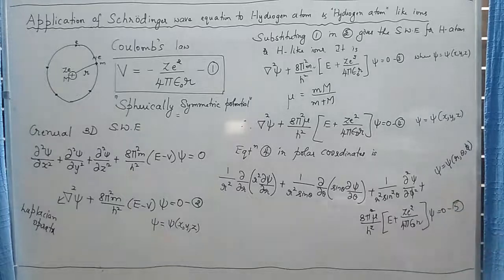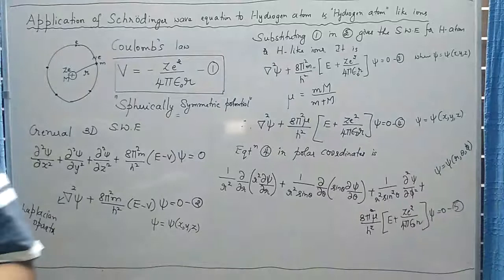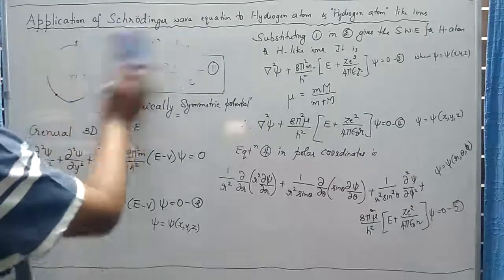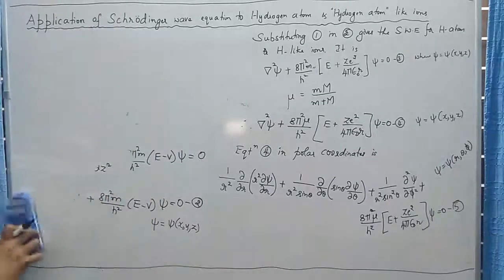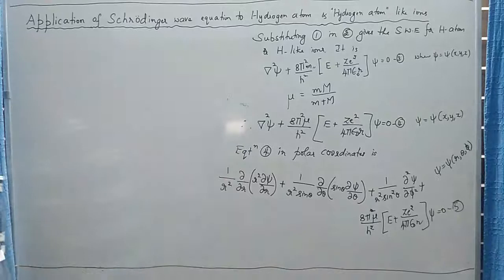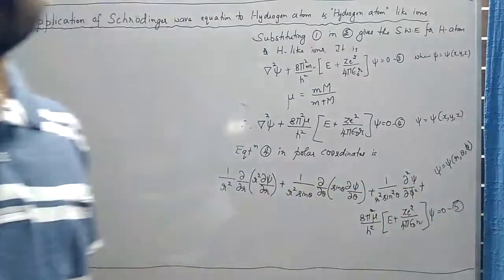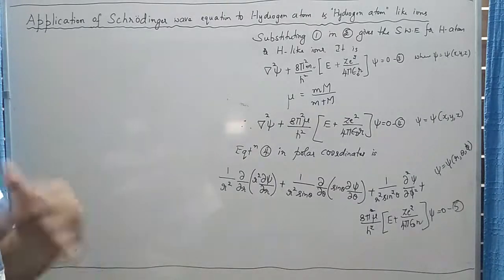So this equation number 5 is nothing but the Schrodinger wave equation for hydrogen atom or hydrogen like ions expressed in polar coordinates. This equation is a partial differential equation containing three variables, and such types of differential equations can be solved by a method called the method of separation of variables. We have been using this method many times. So what is the method of separation of variables? We assume that the overall wave function psi can be expressed as a product of three functions: a function of r into a function of theta into a function of the variable phi.